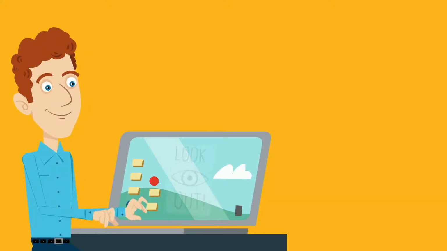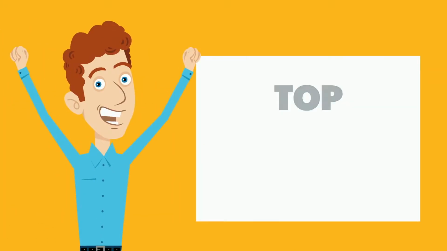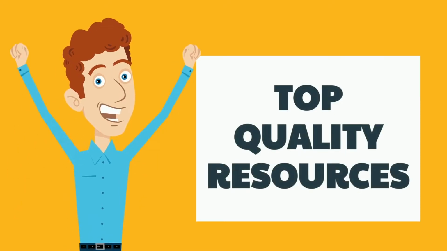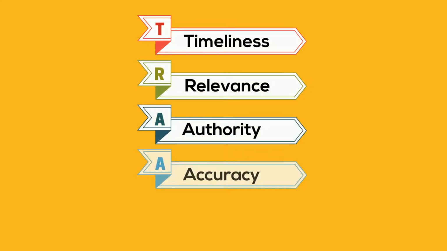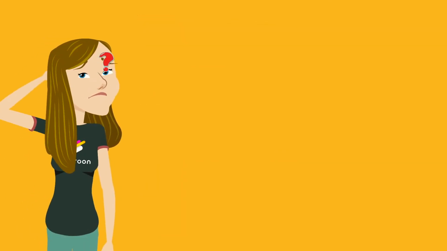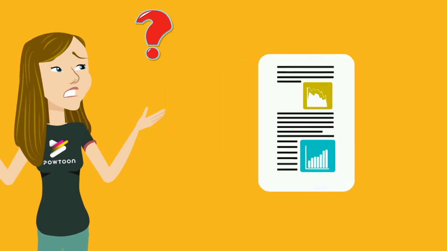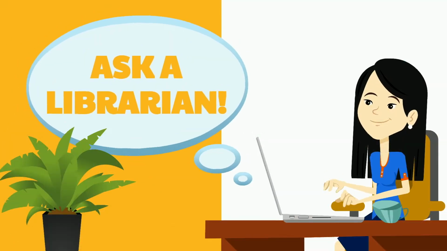So if you think a source might be a trap, or if you just want to be certain you are quoting top quality resources, remember the TRAP test. Timeliness, relevance, authority, accuracy, and purpose. Your lecturer will thank you. And if you still feel uncertain, it is probably best to find another source, or, better yet, come in and ask a librarian.